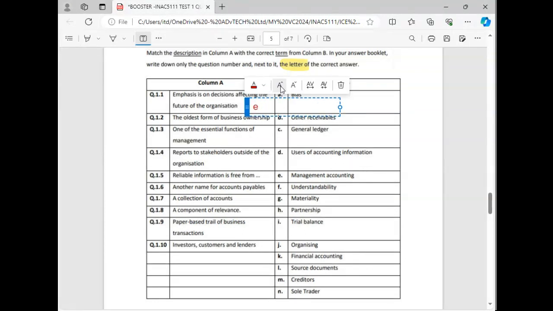Hopefully you can see, guys. Let me try to make it bigger. The answer is E.